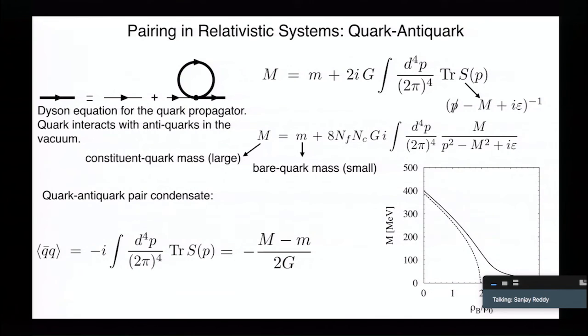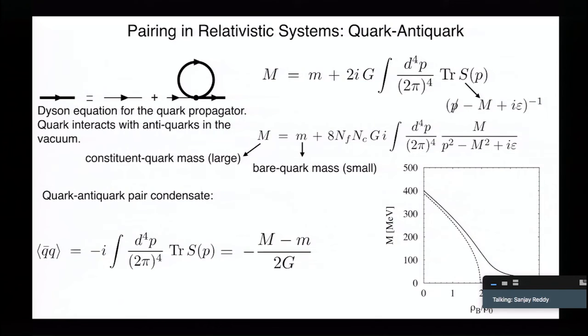So that dressed mass is what we identify with the constituent quark mass inside a nucleon, for example. And small m would be the bare quark mass. The bare quark masses we know in QCD are very small, and the constituent quark masses at low density are of the order of a few hundred MeV. So that means that this 4 fermion interaction in this model must create this large energy or the large mass that we see in the quarks.